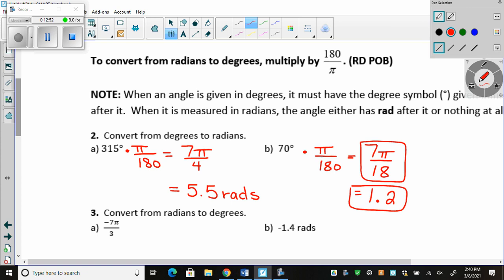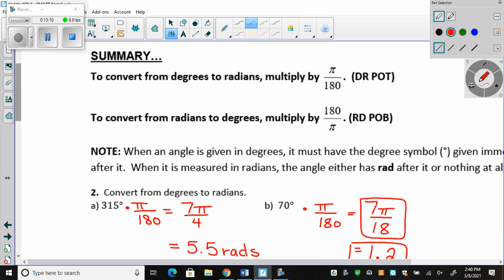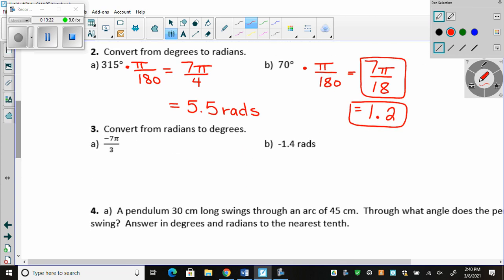So one's an exact value and one's a rounded decimal, right? Very different depending on what I ask for. If I say a pi over b, the value of a, b respectively, your answer would be 7, 18 in numeric response. If I asked it nearest tenth, your answer would be 1 decimal 2. So it depends on how the answer is asked. Now, converting from radians to degrees, I do RDPOG, or I just say it has to be opposite. So degrees to radians, pi on top. So if I'm doing radians to degrees, pi has to be on bottom. So we're going to multiply this one by 180 over pi.